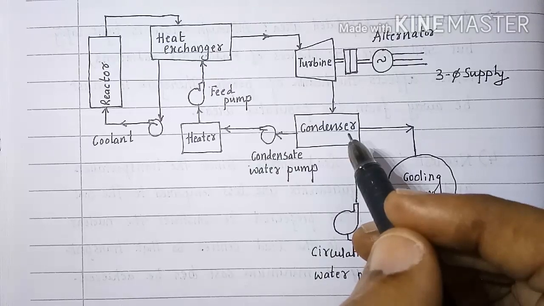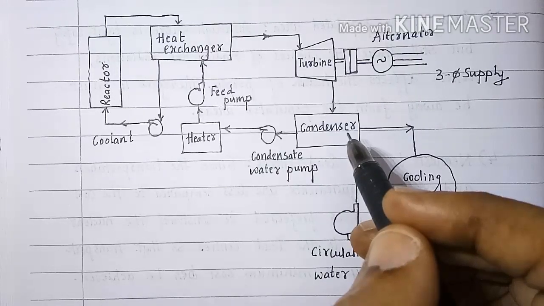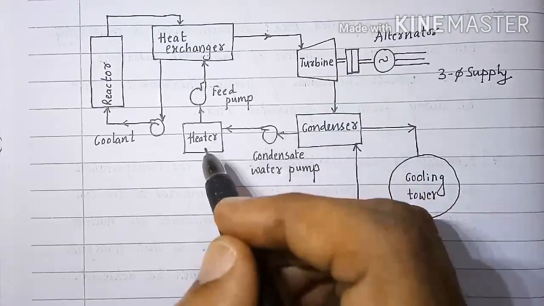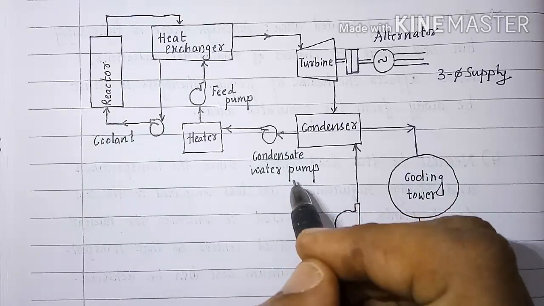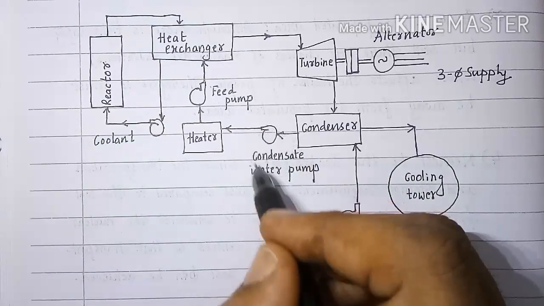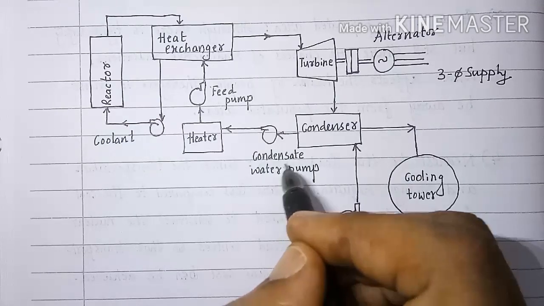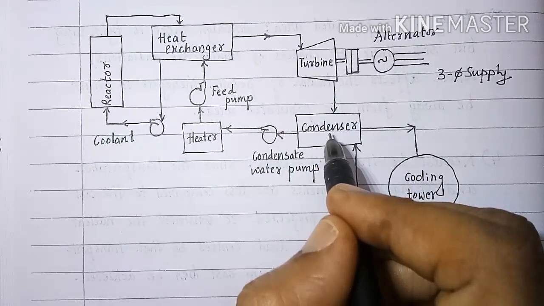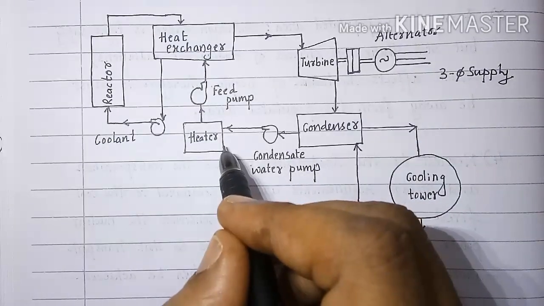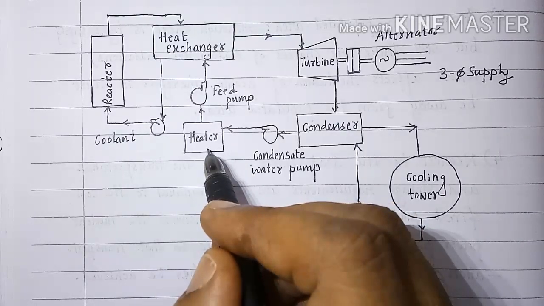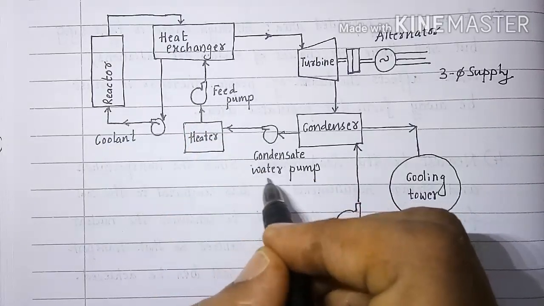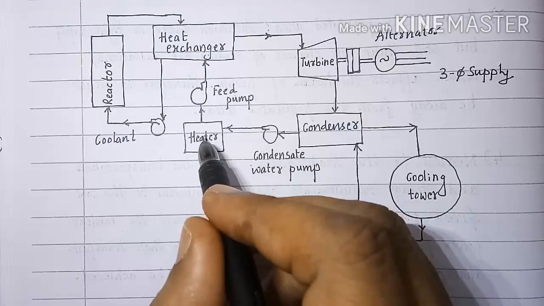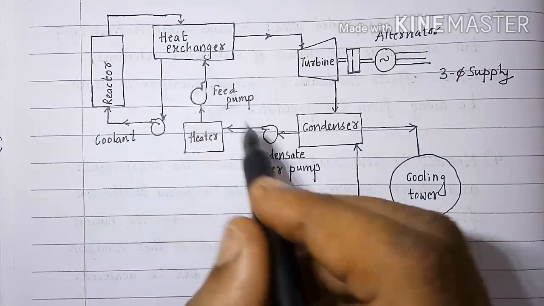Once the steam coming out of turbine gets converted into water, it is given to the heater by the help of condensate water pump. A condensate water pump is used here because when the steam is getting converted into water, the pressure dies. So at low pressure, it is not possible to send the water into the heat exchanger. So a condensate water pump is used which can force the water into the heat exchanger.